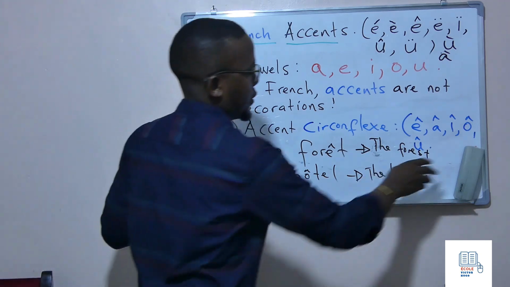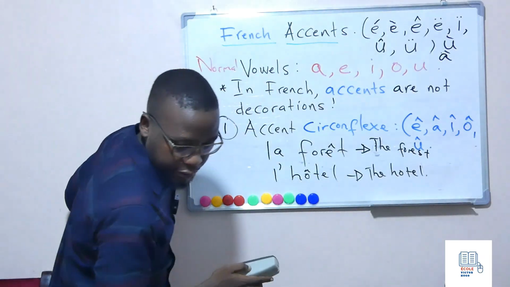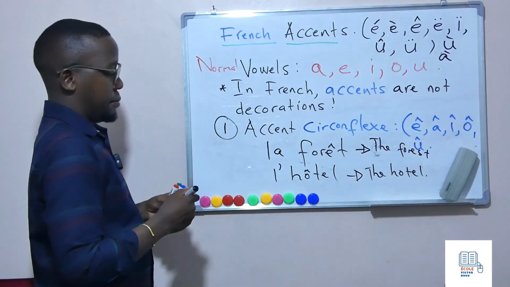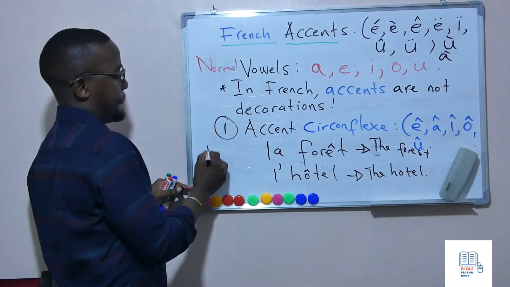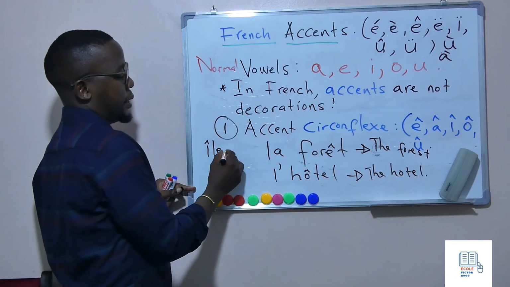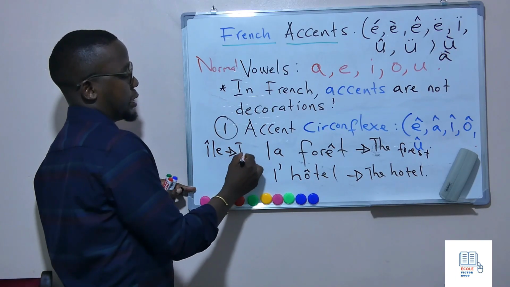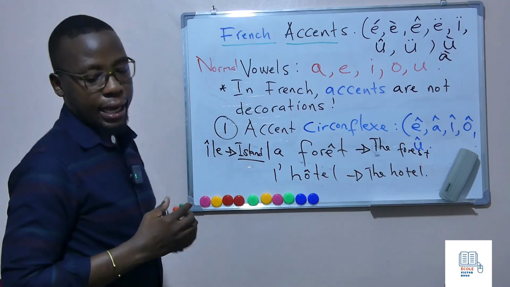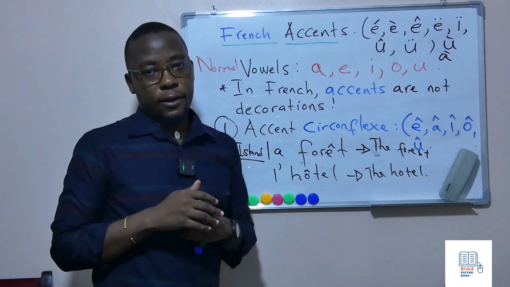And then, let me see, another example I can give can be île. Île means island. Île. It means island. Okay.